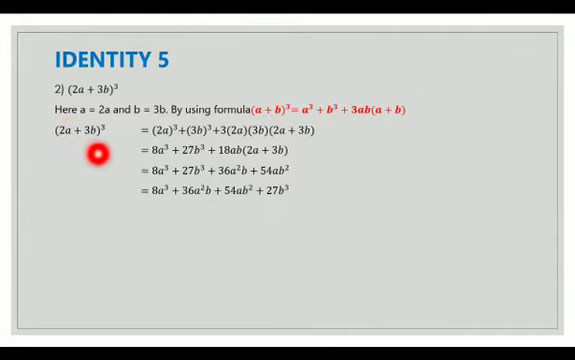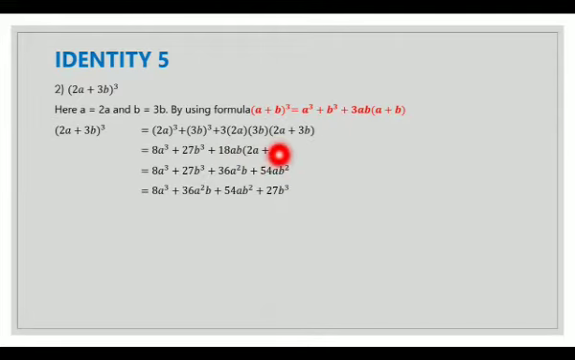Therefore, (2a + 3b)³ equals a³. So, (2a)³ plus (3b)³ plus 3 in the bracket ab, that is 2a into 3b, in the bracket (a + b), so (2a + 3b). (2a)³ is 8a³, plus (3b)³, so 3 into 3 into 3, 27b³, plus 3 into 6, 6 3s are 18ab in the bracket (2a + 3b).